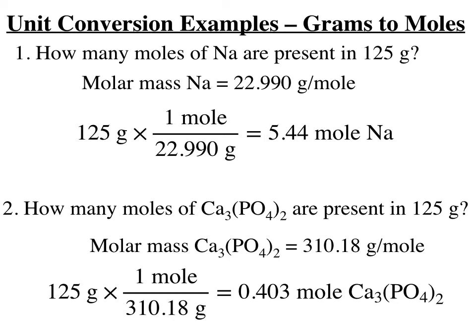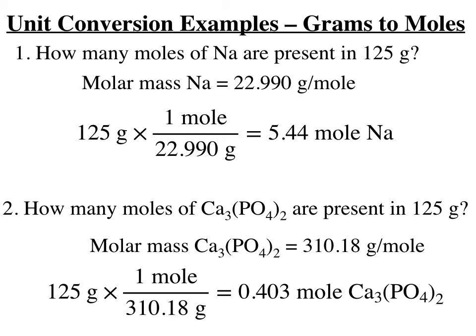I just have to line the molar mass up in a fashion so that the unit I'm trying to get rid of goes away, so that goes on the bottom, and the unit I'm trying to end up in appears, so it has to be on the top of the conversion factor. So, how many moles of sodium are present if I have 125 grams of sodium? I turn to the periodic table, and it says that each mole of sodium weighs 22.990 grams per mole. So I wish to convert my 125 grams into moles.